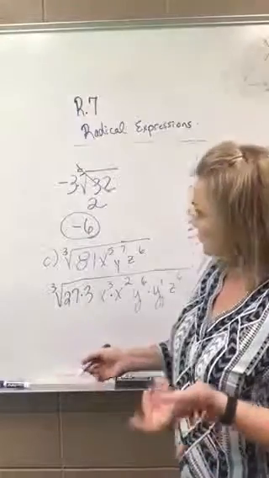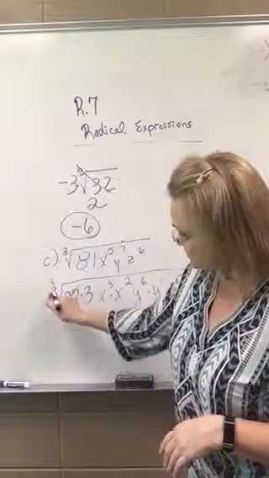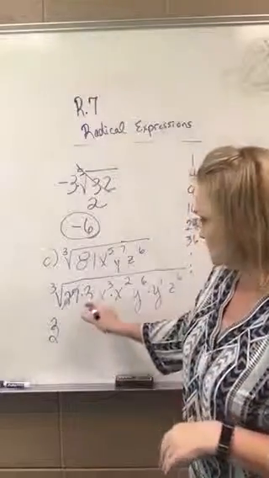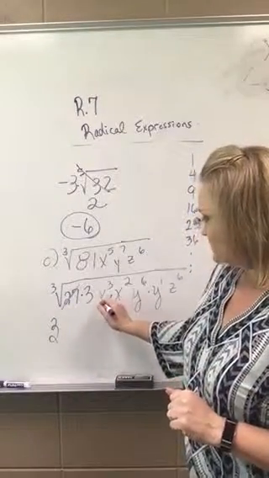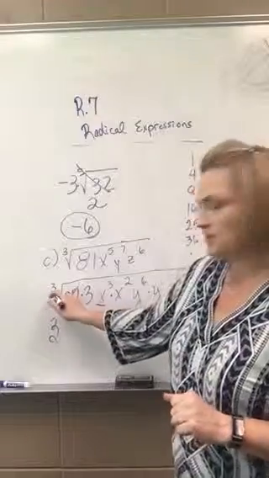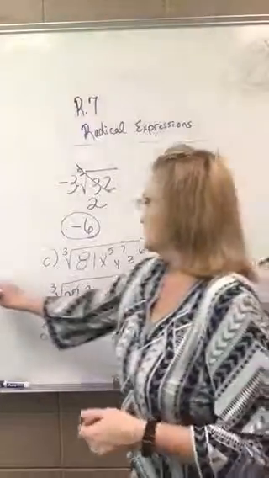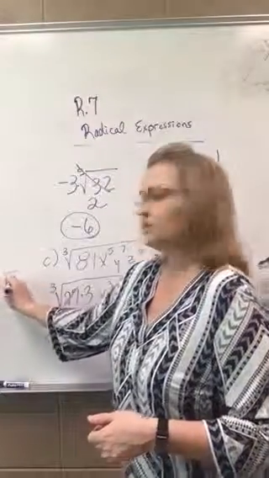Okay, then take out all the perfect parts. The cube root of 27 is 3, because 3 times 3 times 3 is 27. The 3 is going to stay in there. This x to the third, and then the third root. So if you think about it, we could rewrite the cube root of x to the third.